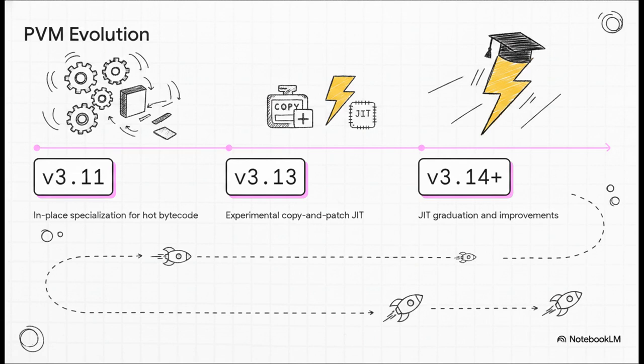While it doesn't generate native machine code by default, it's undergoing a pretty rapid evolution. Back in Python 3.11, it introduced in-place specialization, meaning it rewrites hot bytecode on the fly when it sees the same data types over and over. Python 3.13 brought us an experimental just-in-time, or JIT, compiler, and moving into 3.14 and beyond, we're seeing major JIT improvements. Python's engine is constantly adapting to run your bytecode faster.